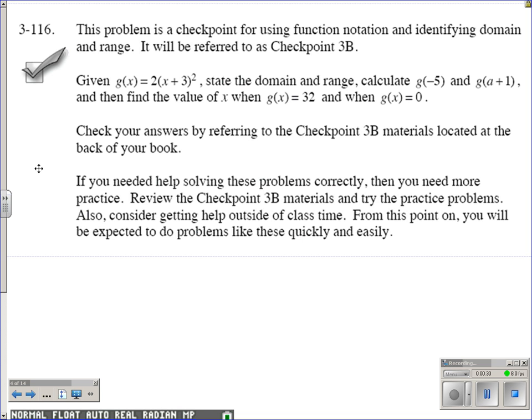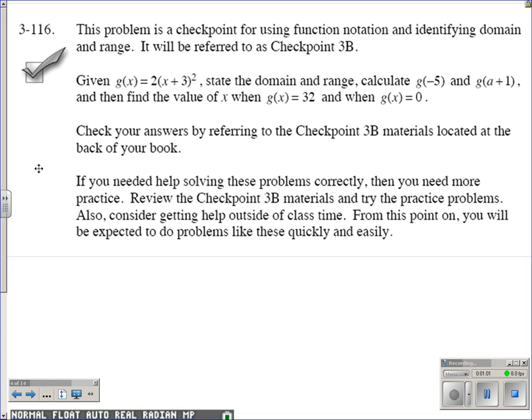Then find the value of x when g of x equals 32 and when g of x equals 0. Check your answers by referring to the checkpoint 3b materials located at the back of your book. If you needed help solving these problems correctly, then you need more practice. Review the checkpoint 3b materials and try the practice problems. Also, consider getting help outside of class time. From this point on, you will be expected to do problems like these quickly and easily.